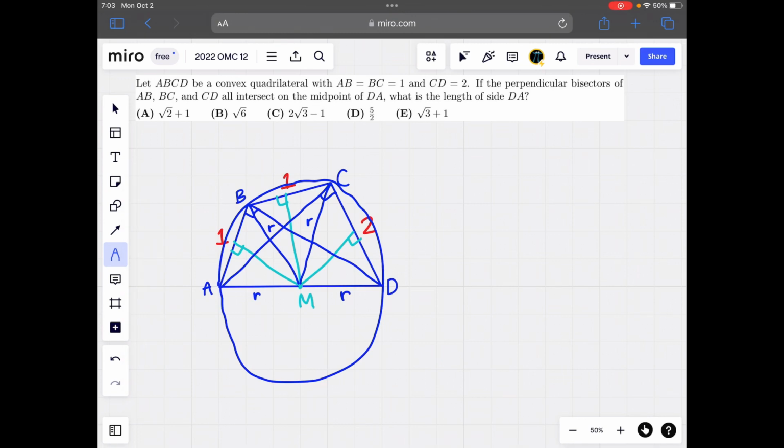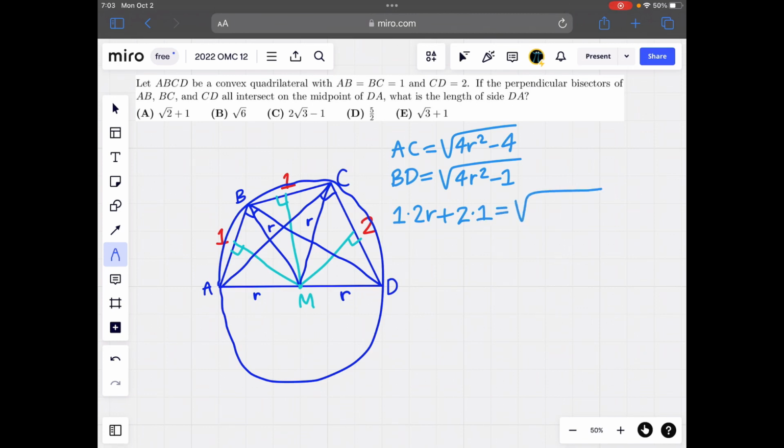AC is just the square root of (2r) squared minus 2 squared, which is the square root of 4r squared minus 4. And BD is just the square root of (2r) squared minus 1 squared, because triangle ABD is a right triangle. Now we can use Ptolemy's theorem on quadrilateral ABCD. We get 1 times 2r plus 2 times 1 equals the square root of (4r squared minus 4) times (4r squared minus 1). Now we can square both sides.